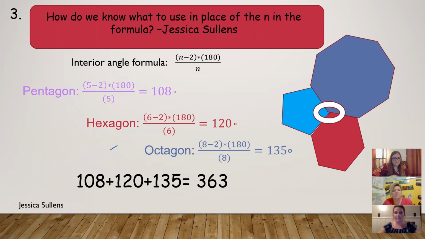So when we're looking at our formula, we see n minus 2 times 180 over n. That n stands for the number of sides. So if we have a pentagon, it's going to be a 5 since it has 5 sides. So we would put a 5 in right here. If it's a hexagon, we're going to put the 6 in for the 6 sides. Same for the octagon. We would just plug an 8 in, and we would use the same formula for each shape. We just have a different number in place of our n.